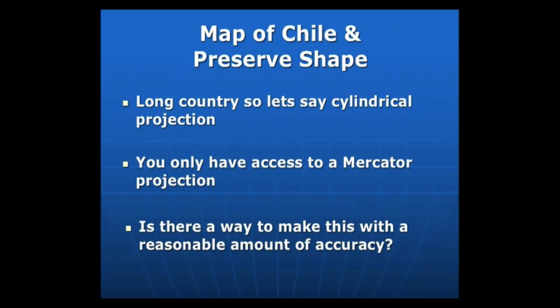So let's do this. Let's do the question of we want to do Chile, nice, long, skinny country, runs north-south, right? You have a Mercator projection available to you, but none others. This is kind of a silly way to put it. What would you do? What would be the best projection?